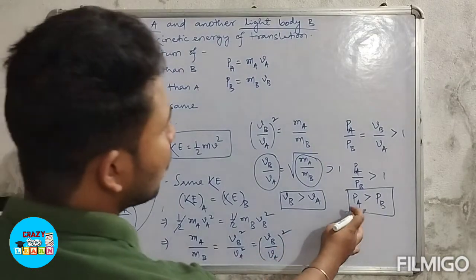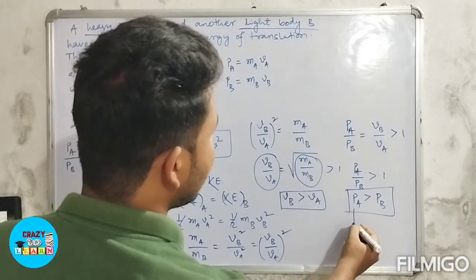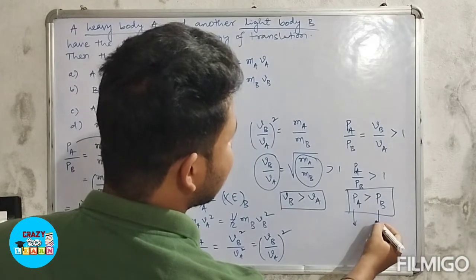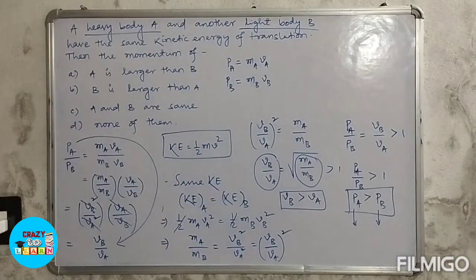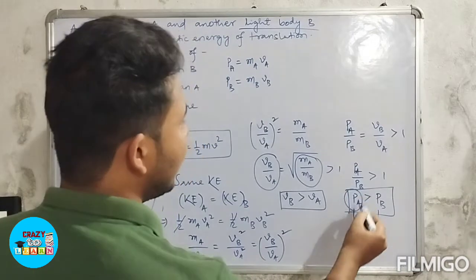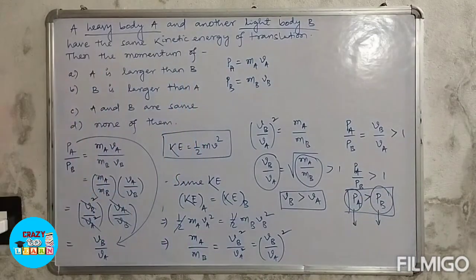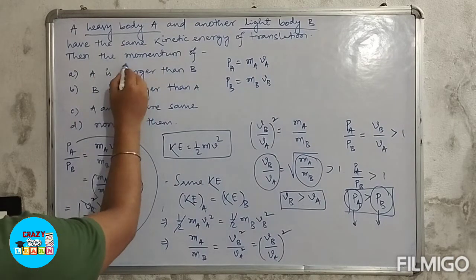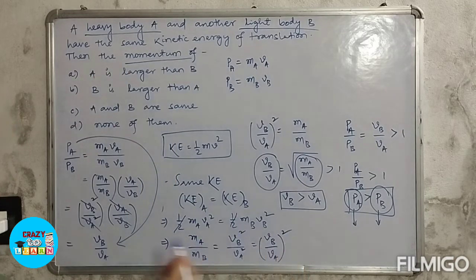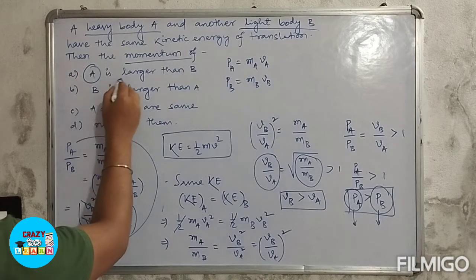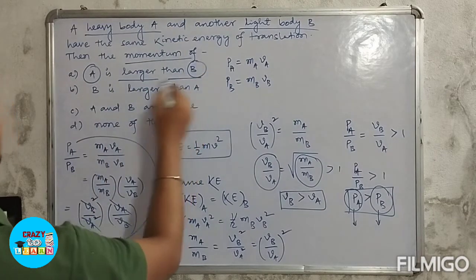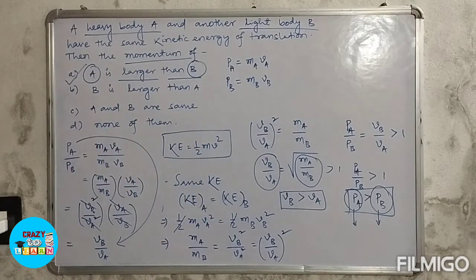PA is the momentum of the heavy body A and PB is the momentum of the light body B. So the momentum of body A is greater than that of body B. So what will be your answer? The momentum of A is larger than B, so option A is your correct answer.